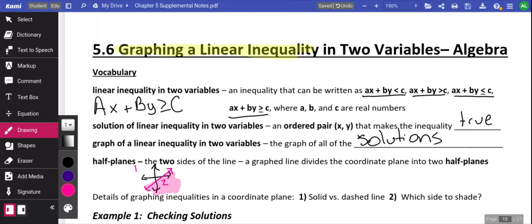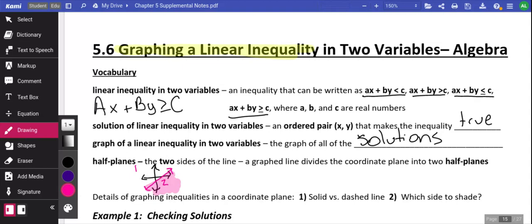And I'll get into more how we decide what side to shade and everything like that. But the side that you shade is all the solutions. Remember, because it's not just the line, it's everything to one side of the line that is going to be solutions to this inequality. So there's two things that we have to add on, other than just graphing the line, which is what we've done in the past.